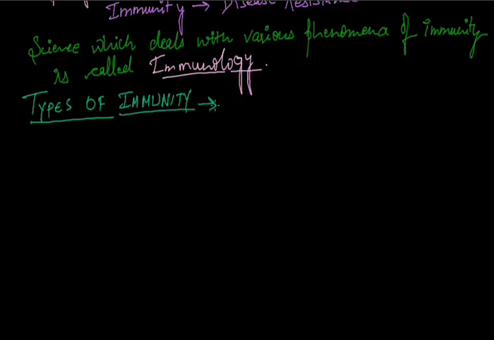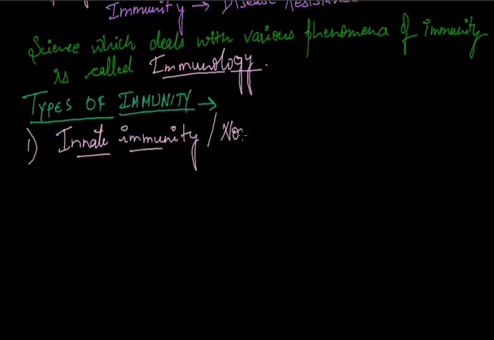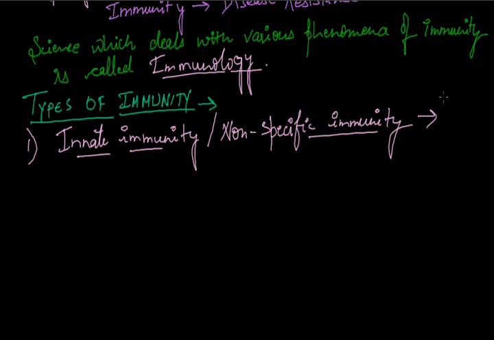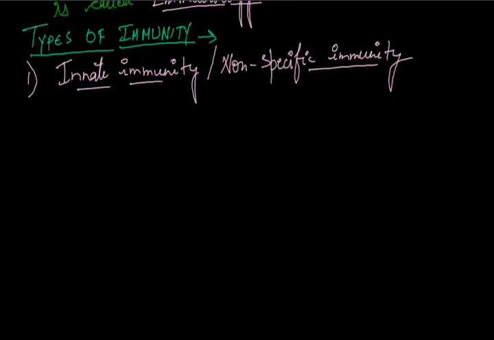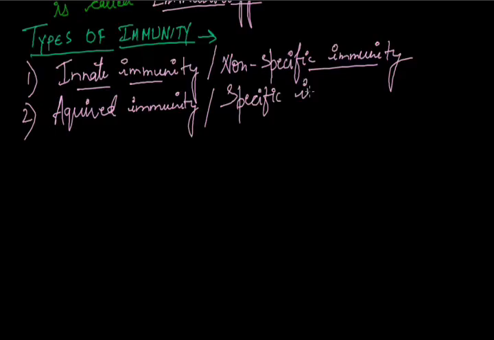If we study the types of immunity, there are majorly two types of immunity. First type is innate immunity. This innate immunity is also called non-specific immunity, as the word innate mainly deals with birth. So the immunity which we get from birth is known as innate immunity. We'll discuss it later. The second major type of immunity is acquired immunity, which is a specific immunity. So these are the two major types of immunity. Now we'll discuss each one in detail.